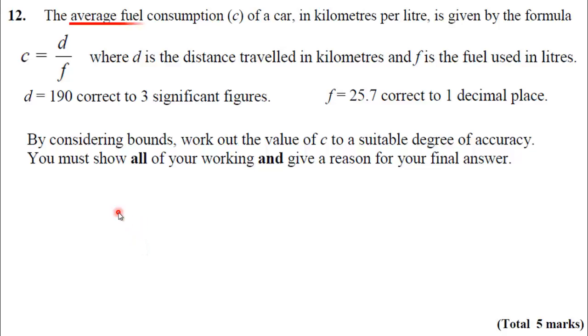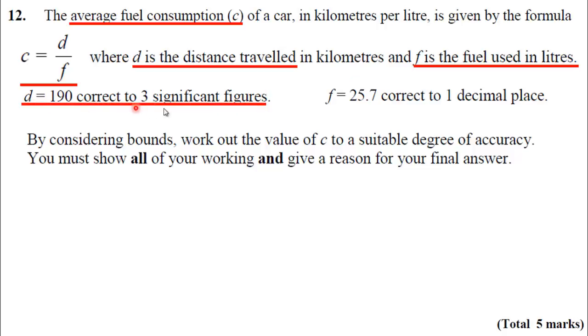Okay, this question says the average fuel consumption of a car in kilometers per liter is given by this formula. C is equal to D over F, where D is the distance traveled in kilometers and F is the fuel used in liters. They tell us that D is 190 correct to 3 significant figures. F is correct to 1 decimal place. Right, it's 25.7 correct to 1 decimal place.